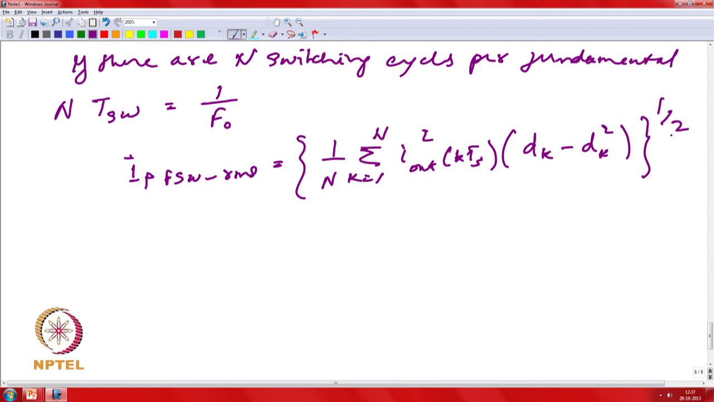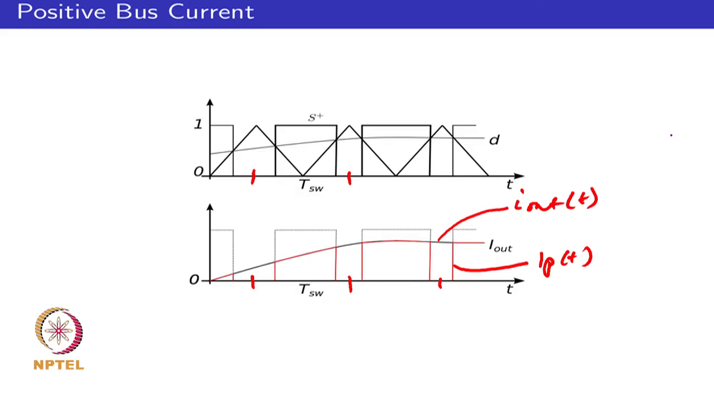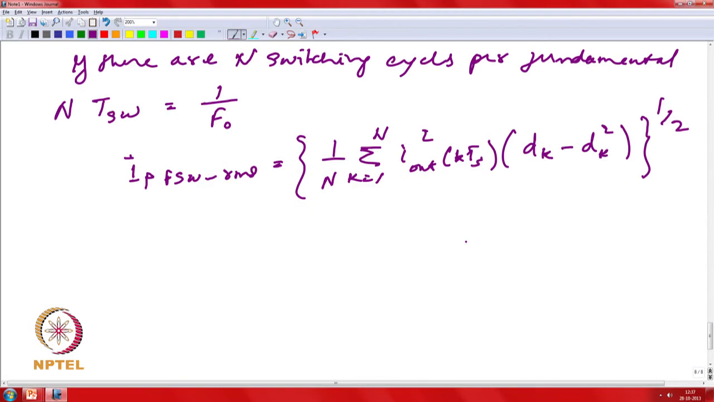So if this is duration say k is equal to 1, k is equal to 2, k is equal to 3, and you know what your IP values are at these different instances, you can go through a fairly simple calculation, just summing over say 200 points for fundamental frequency of 50 hertz and a switching frequency of 10 kilohertz. So you will be able to calculate what your high frequency current is going to be through your capacitor bank.